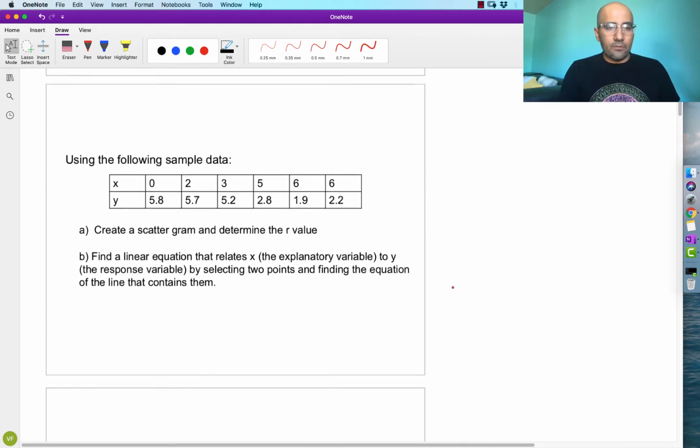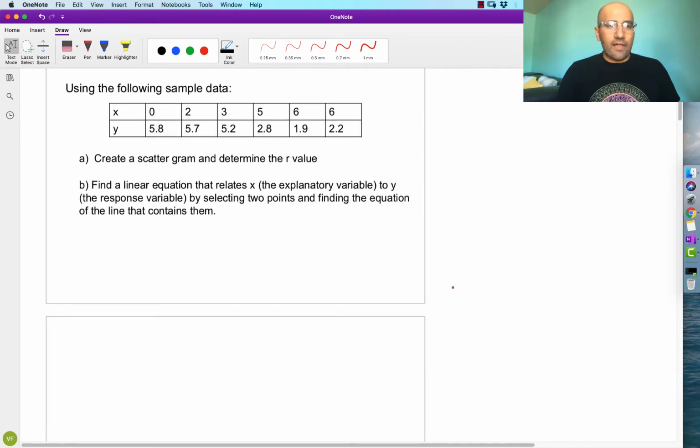Let's begin with an example. Let's say we have this table of values. There's no interpretation of these quantities at this point, so we're just going to work with the numbers. We're going to start by creating a scattergram and then determine the R value for this table of values. Let's assume that this is the explanatory variable x and this is the response variable y, and we just want to establish if there's a correlation between these. So we're going to create a scattergram.